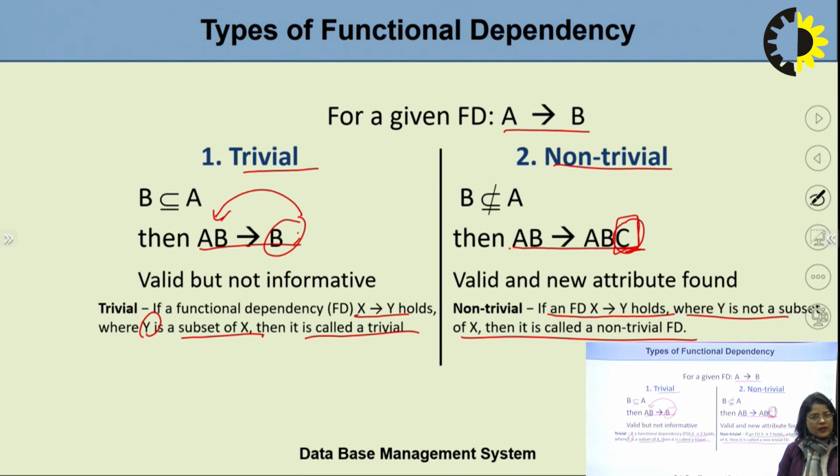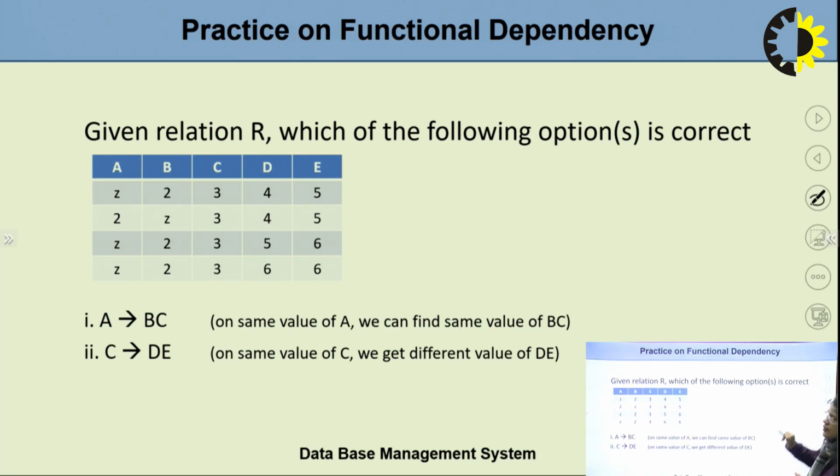So it is valid, and we are getting some new information. So it is known as a non-trivial functional dependency. What are the trivial ones? When we are not getting any new information. So these functional dependencies are valid, but we are not getting any new information, right? These are the two types of functional dependency, right? So if we want to practice, we can have a simple example.